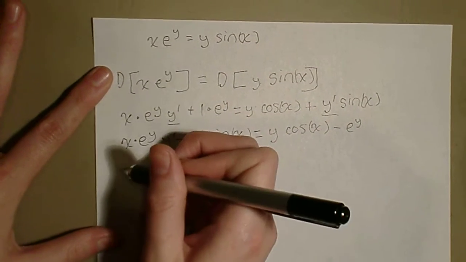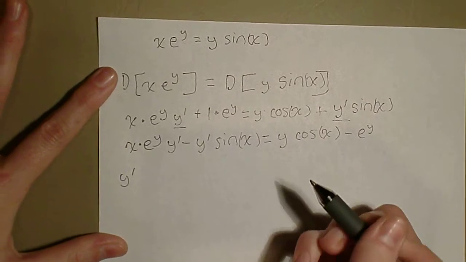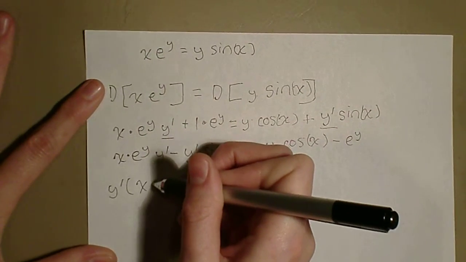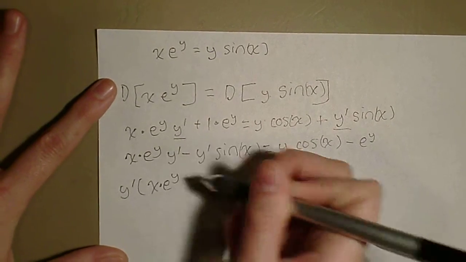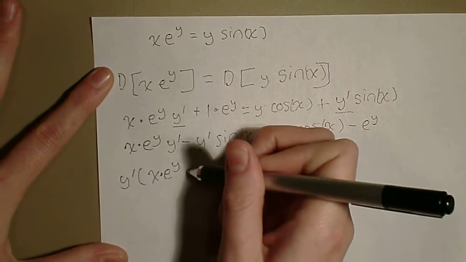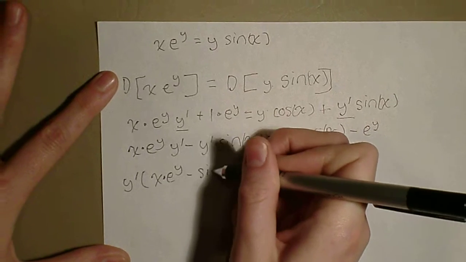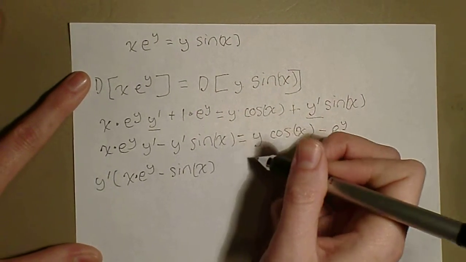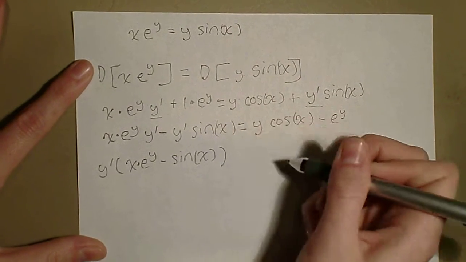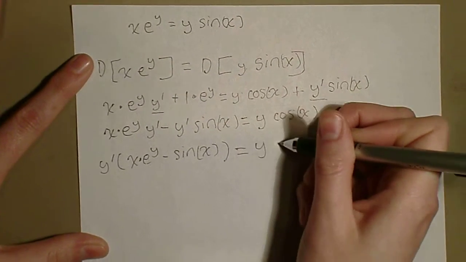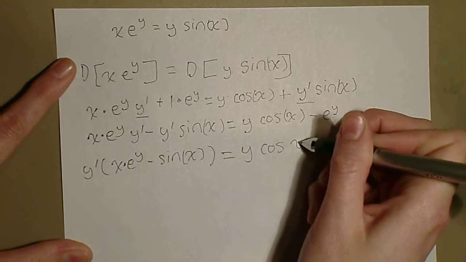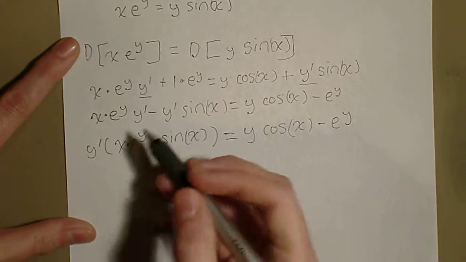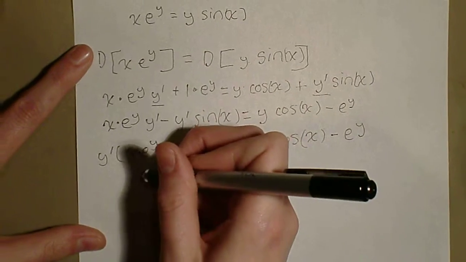Now we have to factor out the y prime, so we have x e to the y minus sine of x equals y cosine of x minus e to the y. So we have to have y prime all by itself.